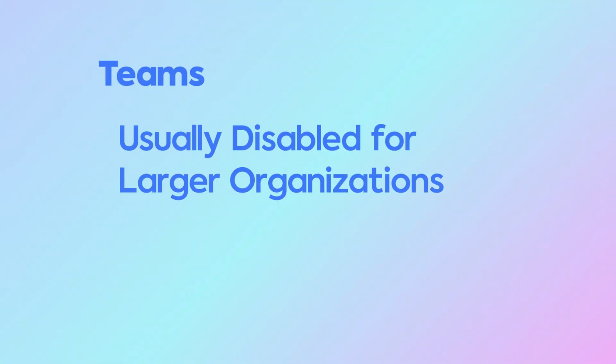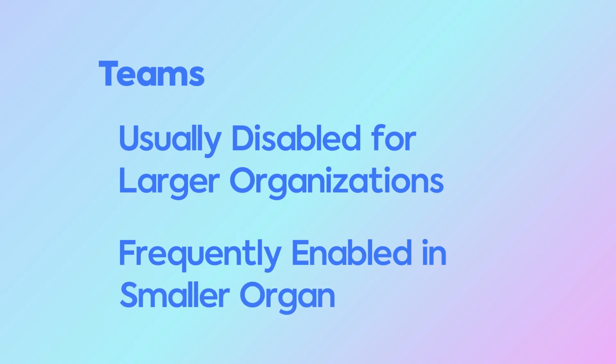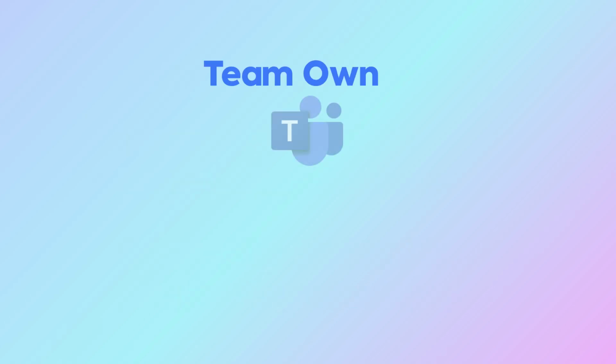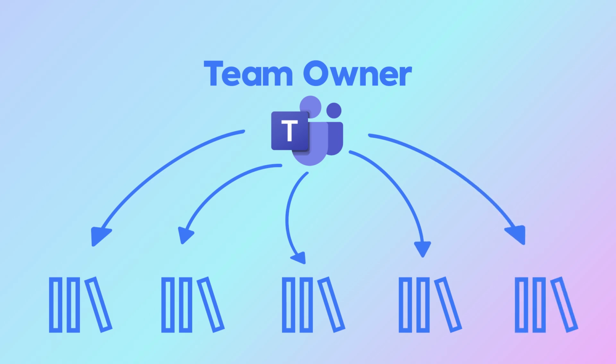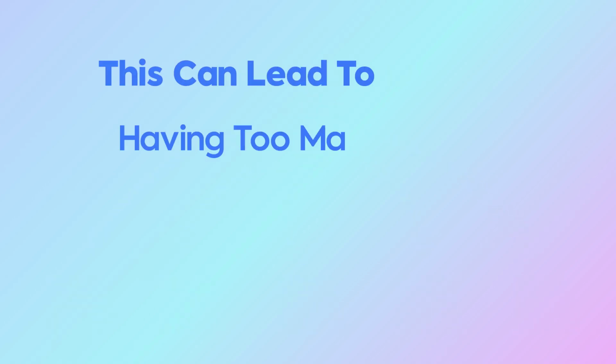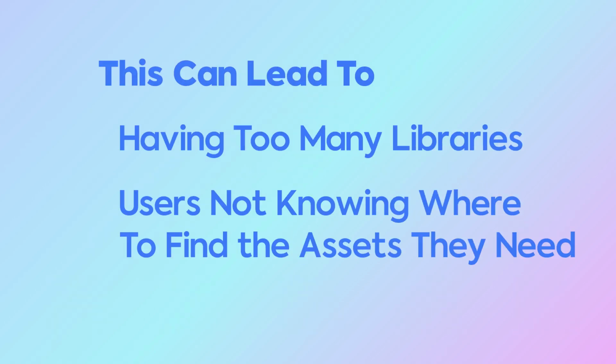Teams is often disabled for larger organizations and only frequently used for smaller organizations. The reason for this is that any owner of a team can create an Office at Work library in any team they own. This can lead to having too many libraries and users not knowing where to find the assets they need.